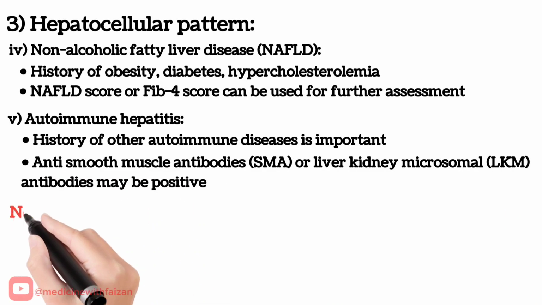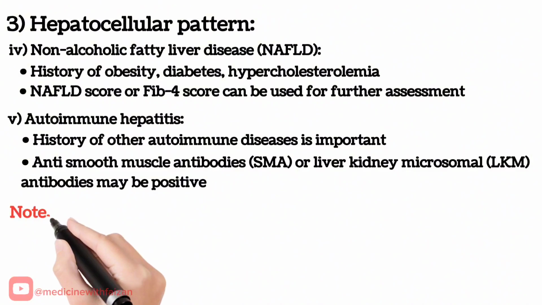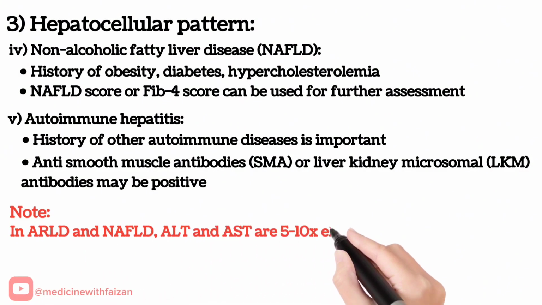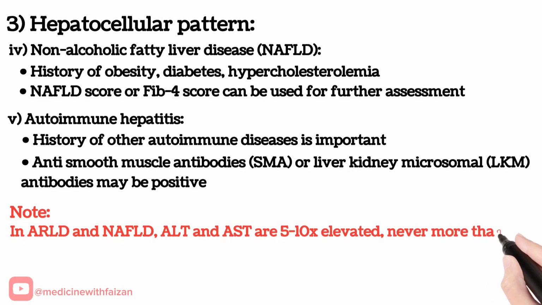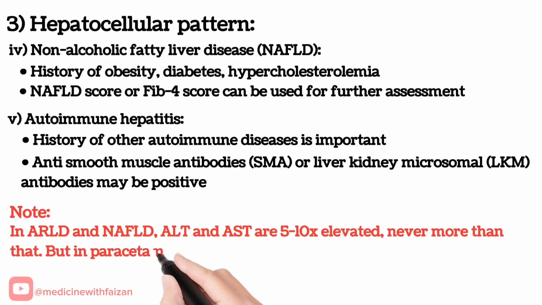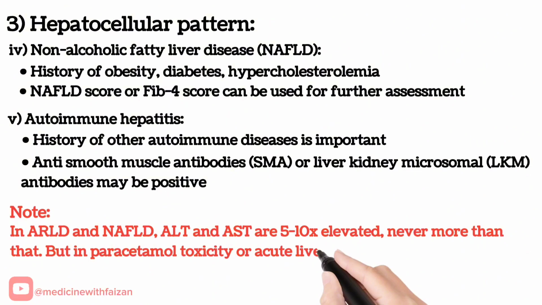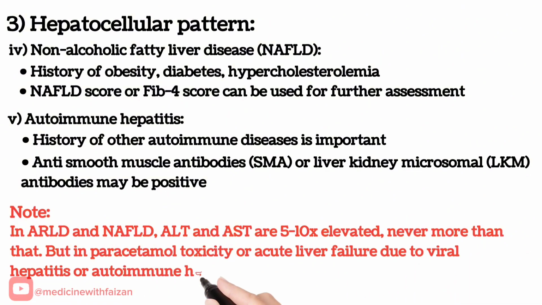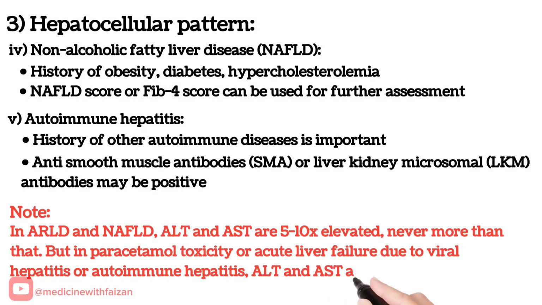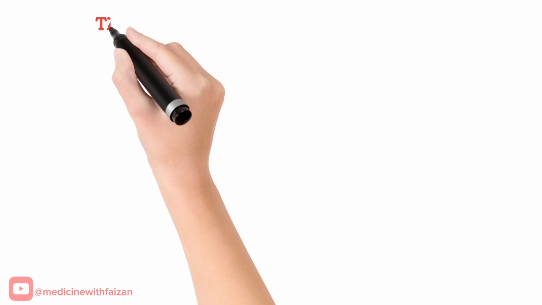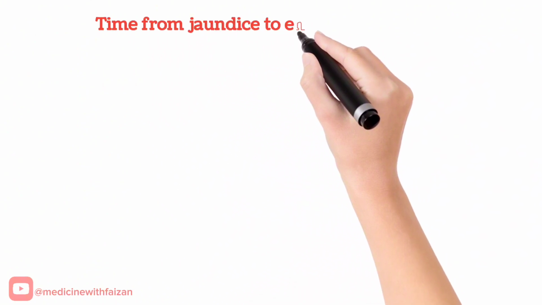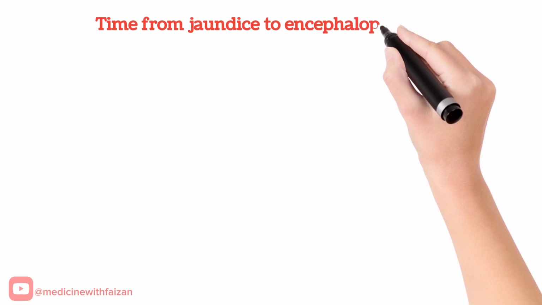To differentiate between different causes of hepatocellular injury on the basis of LFTs, just remember that the ALT and AST in conditions like alcoholic or non-alcoholic fatty liver disease are in the range of maybe 400 or 500. But in paracetamol toxicity or acute liver failure due to viral hepatitis or in fact autoimmune hepatitis, the ALT and AST are in the range of thousands, like maybe 2000 or 3000 in fact. Also, these conditions follow a specific time frame. The duration is in fact not diagnostic, but it can give you a clue.